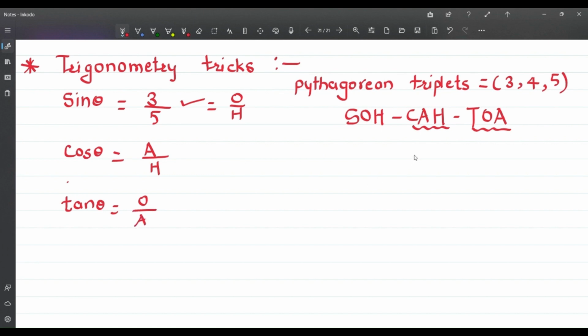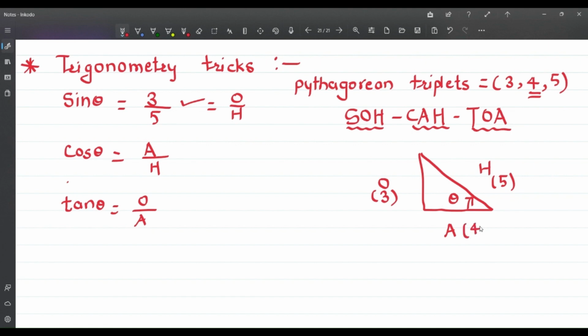Now, what we have to do here, first, we will take a right angled triangle. This is theta. If this angle is theta, then this side is opposite, this side is hypotenuse and this side is adjacent. Now, by this shortcut, sine is equal to O divided by H. By comparing this, O is 3 and H is 5. By the Pythagorean triplet, the remaining side is 4. So, this adjacent side will be 4.